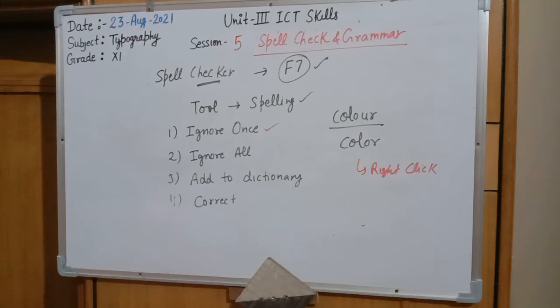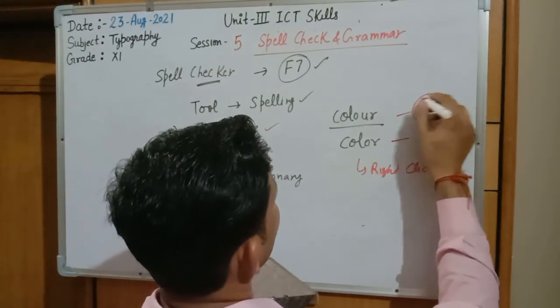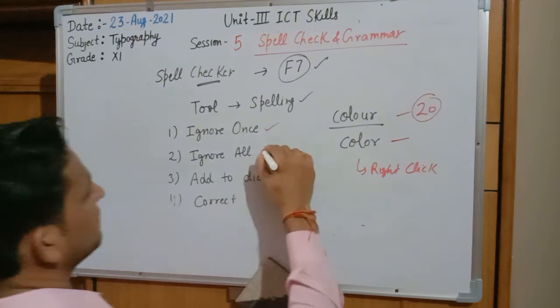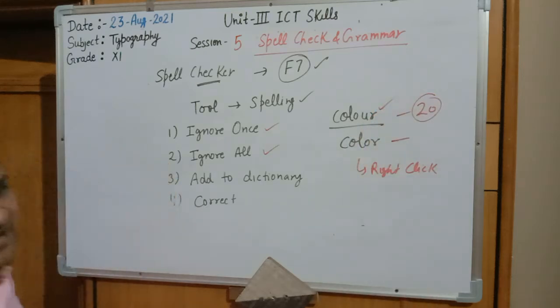Next, Ignore All. Ignore All will ignore all the words. If it is used 20 times in a document, then it will ignore all the words at the same time. It means it will treat all the words the same way at the same time. It will take COLOUR as a correct spelling for that specific document.